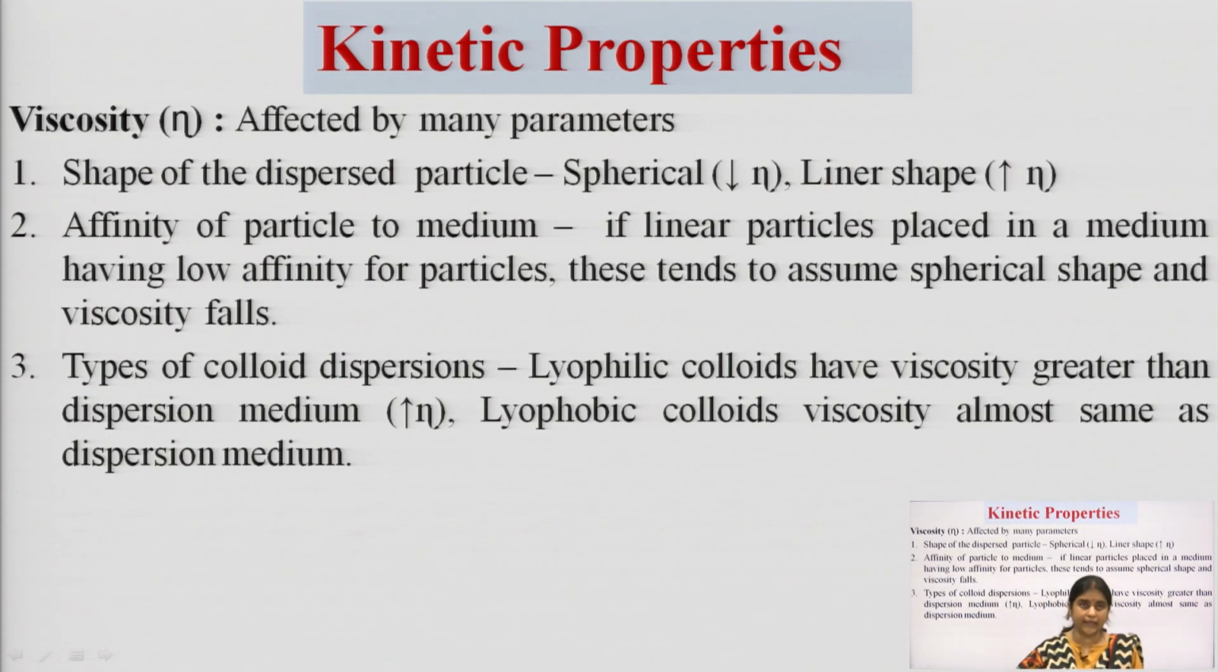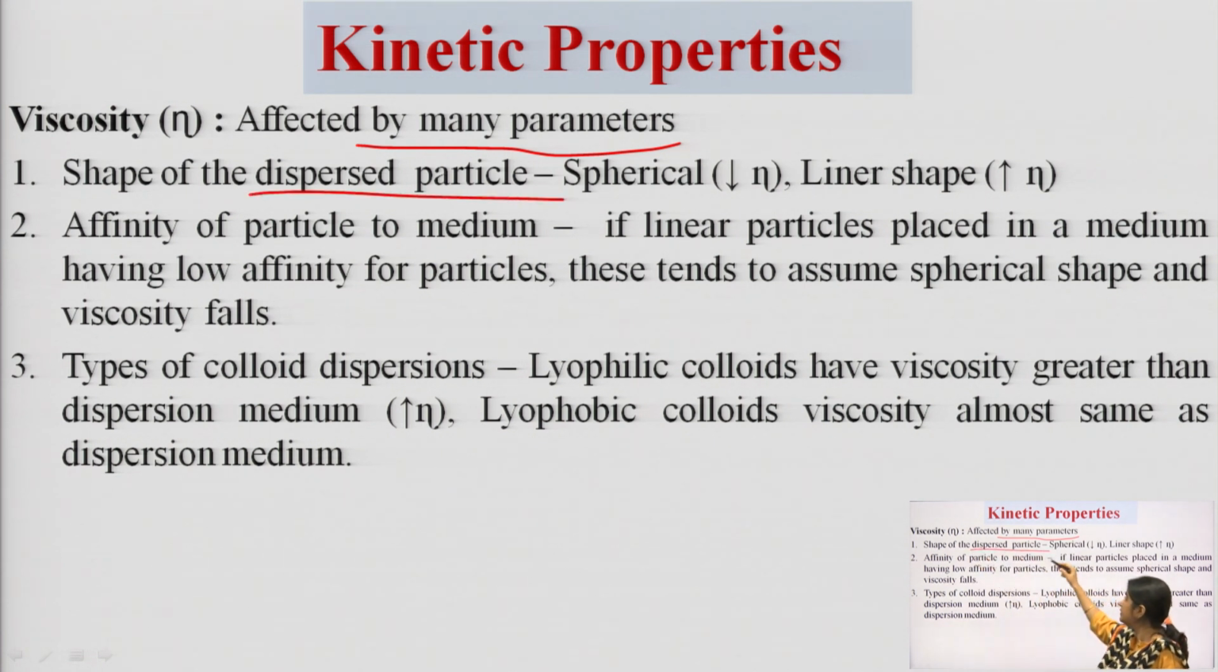Then comes viscosity. It is a very important parameter. Viscosity is affected by many parameters, like first the shape of the dispersed particles. If the dispersed particle is spherical, then the viscosity decreases. Why? Because we know that spherical particles have minimum surface area. And we know that viscosity is a frictional force. So, when the surface area decreases, then obviously the viscosity will decrease.